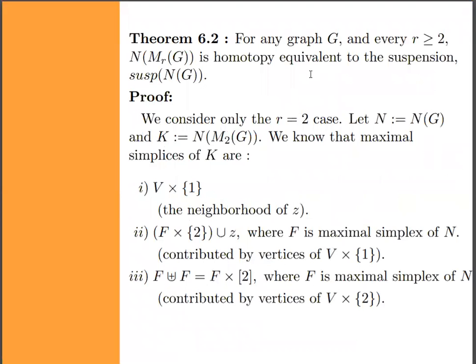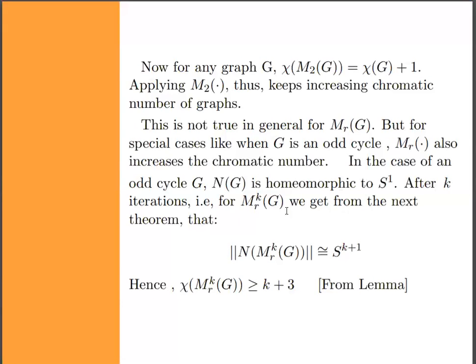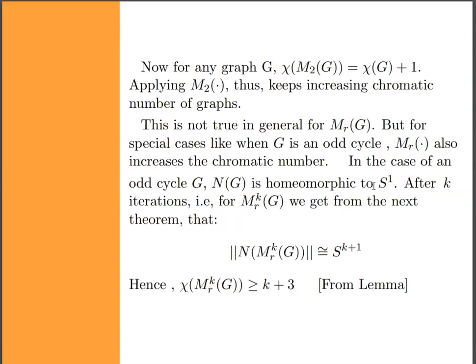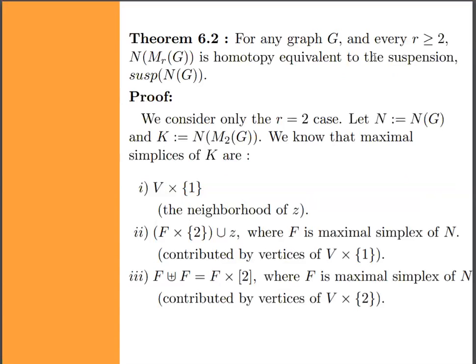Okay, so we just mention that theorem, why applying MR makes the neighborhood complex go from S1 to S2, S2 becomes S3 and so on. For any graph G and every R greater than or equal to 2, N of MR of G is homotopy equivalent to the suspension of N of G. Again, I will just give a rough idea of the proof; I do not formally do it completely. So we consider only the R equal to 2 case. Let N be equal to N of G and K be equal to N of M2G.